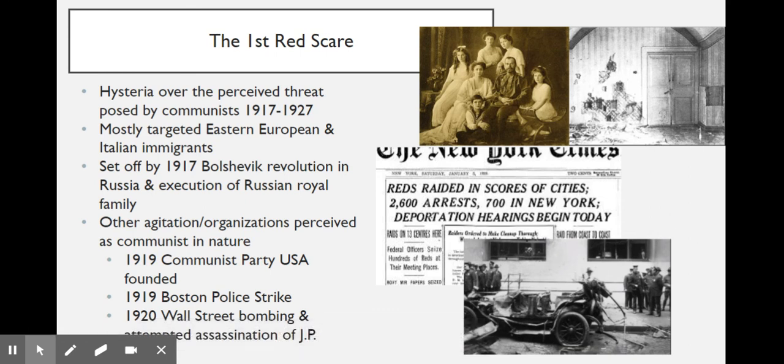And if you've heard that phrase before, but you're like, wait a minute, Mrs. Cerbone, that's like the 1950s. Yes, there was a Red Scare after World War II, but the first Red Scare was after World War One.